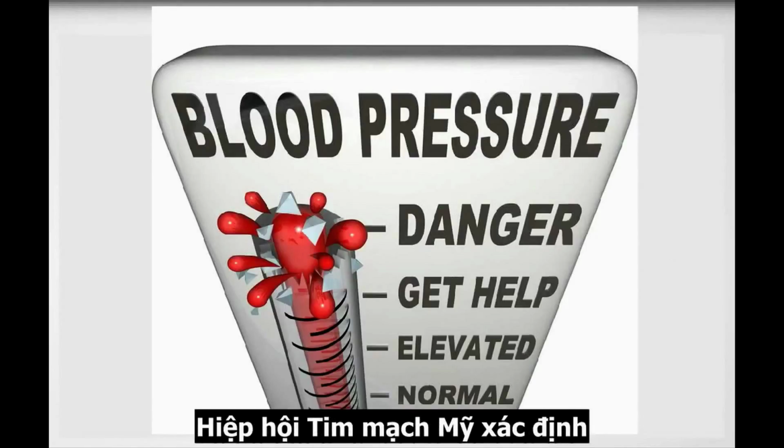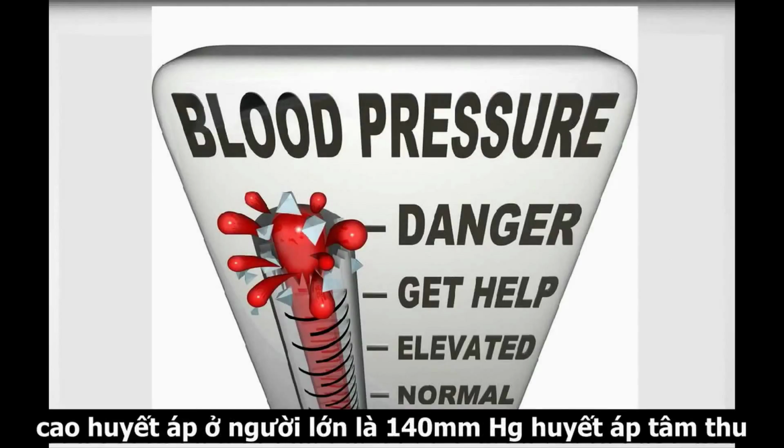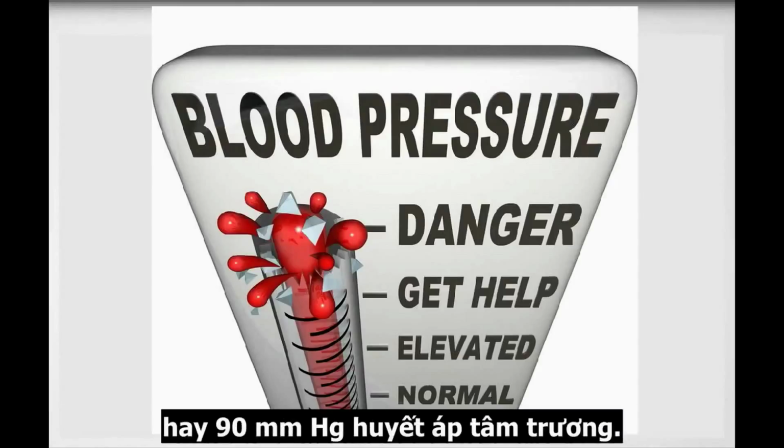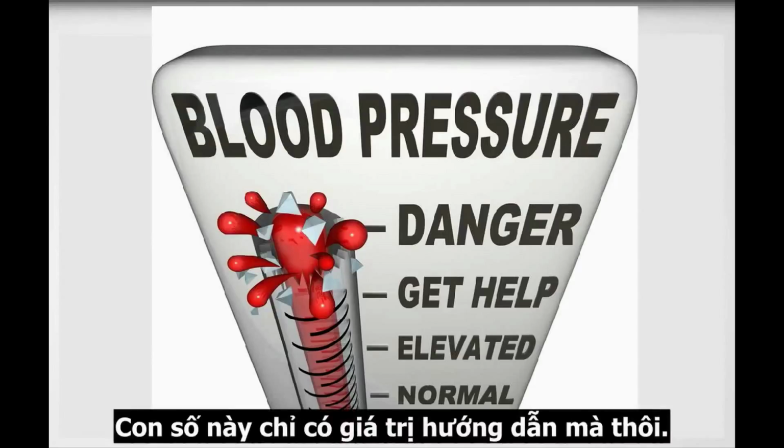120/80. The American Heart Association defines hypertension for adults as 140 mm of mercury or higher systolic and 90 mm of mercury or higher diastolic. These numbers should be used as a guide only.